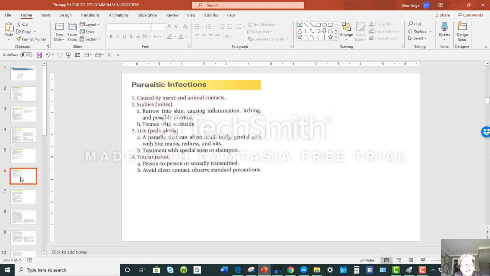Parasitic infections caused by insect or animal contact. Scabies, mites, burrow into skin, causing inflammation, itching, and possible pruritus. Treated with scabicide. Lice: a parasite that can affect head, body, and genital area with bite marks, redness, and nits. Treatment with special shampoo or soap. Transmission: person to person or sexually transmitted. Avoid direct contact. Observe standard precautions.